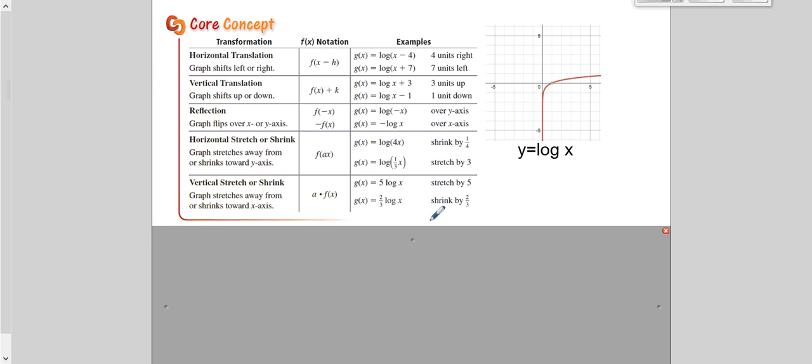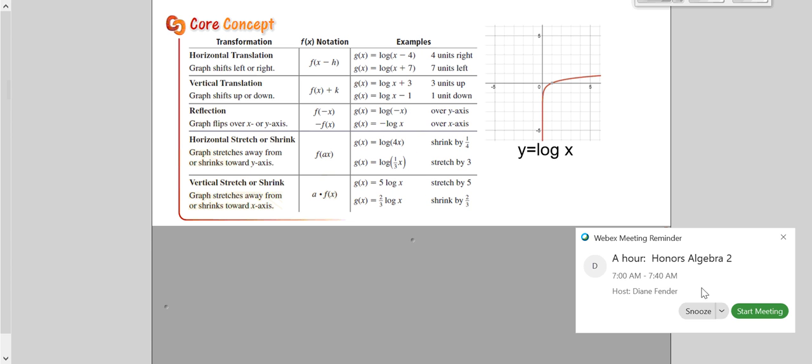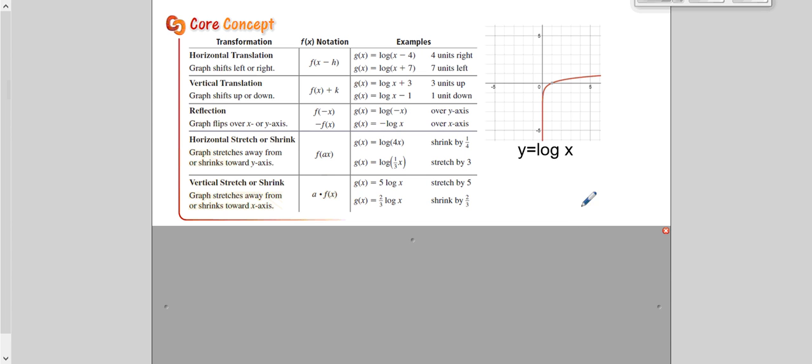Horizontal stretch or shrink. It's going to be inside, still do the reciprocal. Vertical stretch or shrink will be on the outside. And here's a basic graph of y equals a log of x.